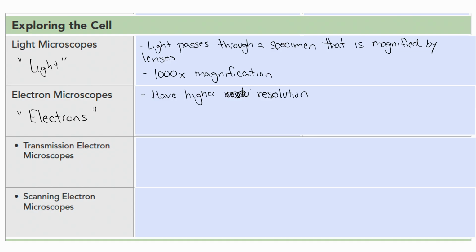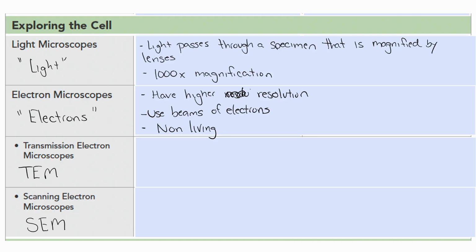Again, what they use is beams of electrons that are scanning the image instead of light. And the problem with these is we can only look at non-living specimens, because they have to be put in a vacuum, since the air molecules will disrupt the electrons they're bombarding it with. So we have two types of electron microscopes: a transmission electron microscope, a TEM, and a scanning electron microscope, an SEM.